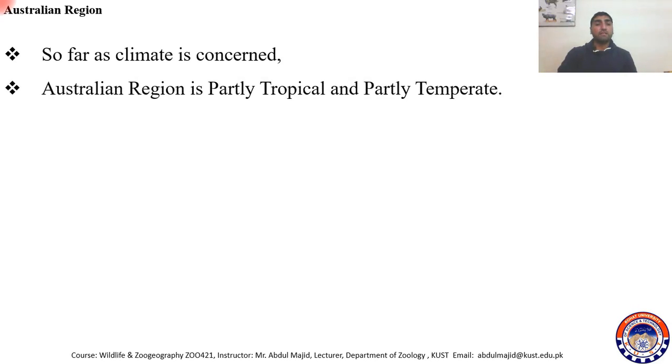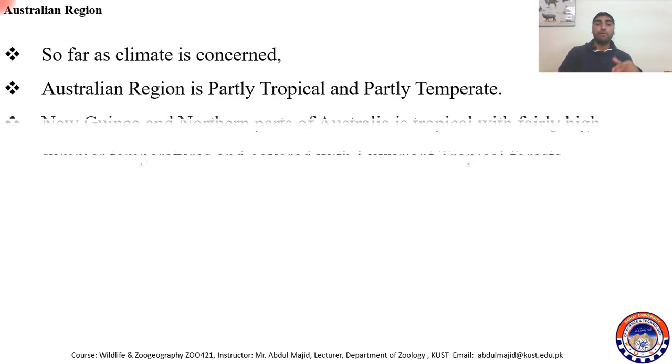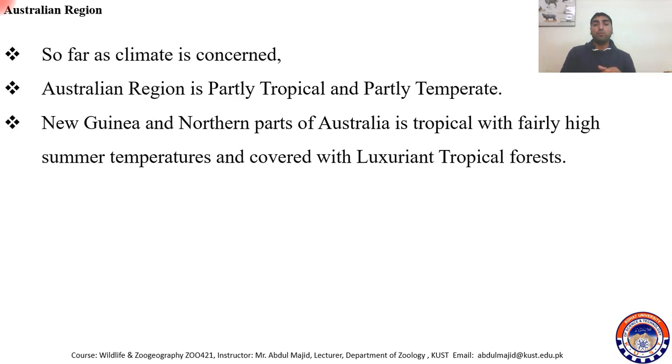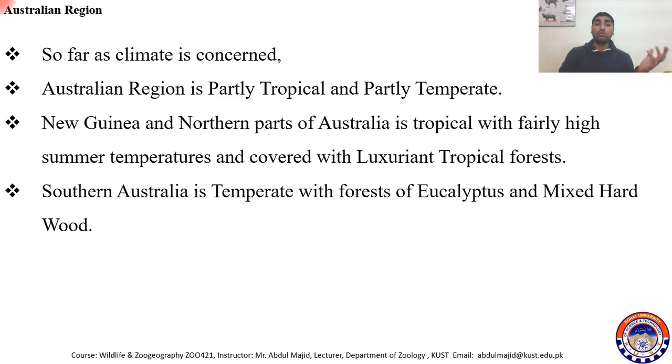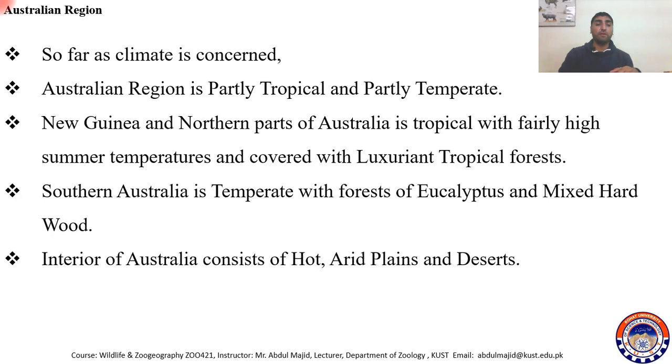As far as the climate of Australia is concerned, the Australian region is partially tropical because some of its portion lies in the tropical region, and partially it is temperate. New Guinea and northern Australia are tropical with fairly high summer temperatures, and they are covered with luxuriant, rich tropical forests. New Guinea is very rich in forests. Southern Australia is temperate with eucalyptus forests and mixed hardwood forests. The interior, the center of Australia, is hot with arid plains and deserts. And Tasmania is cold temperate because it is very near to the pole.